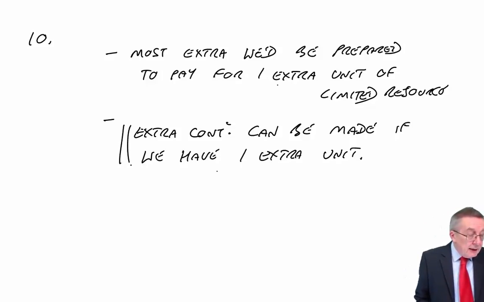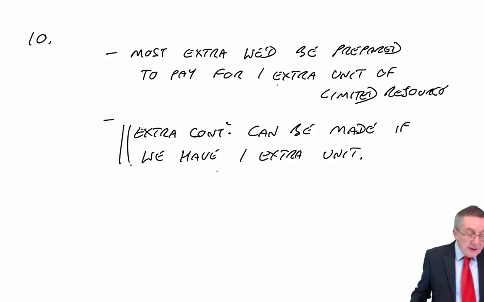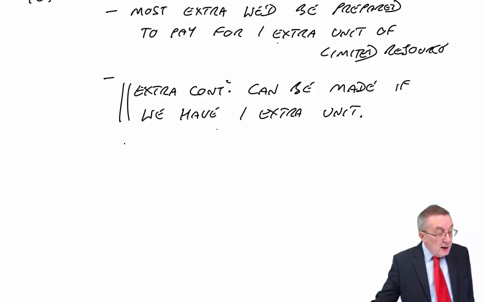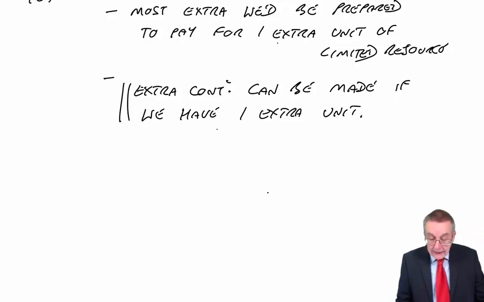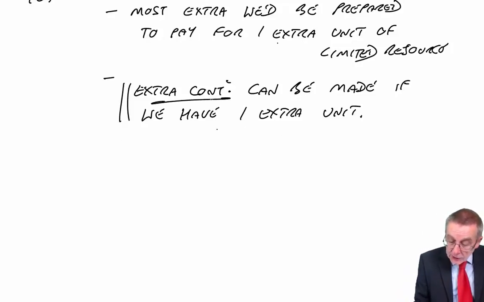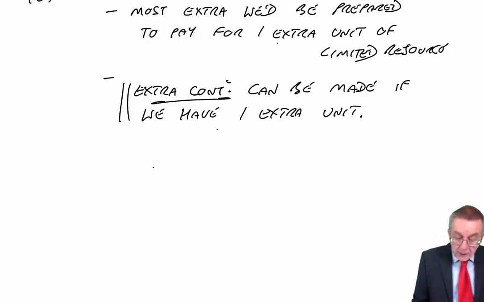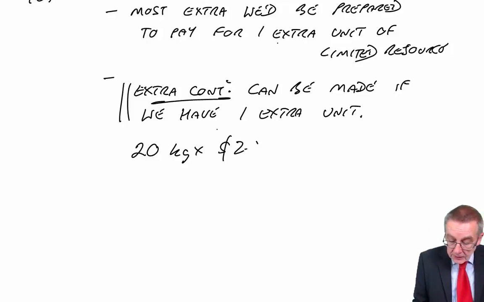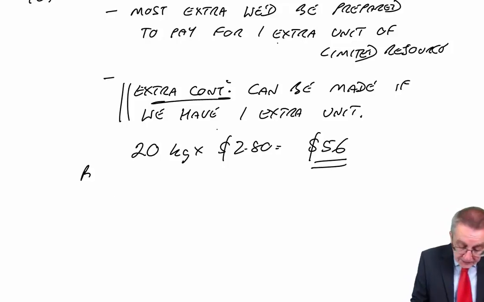An extra 20 kilos of material becomes available at $2 per kilo. What's the maximum increase in contribution? Well, the shadow price is $2.80. That is the extra contribution we'll make if we get one extra unit. We get 20 extra kilos at $2.80. It'll be an extra $56. The answer is B.